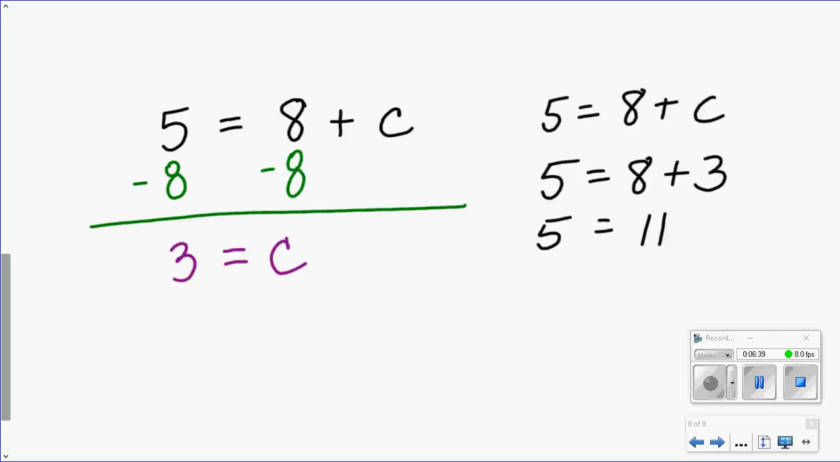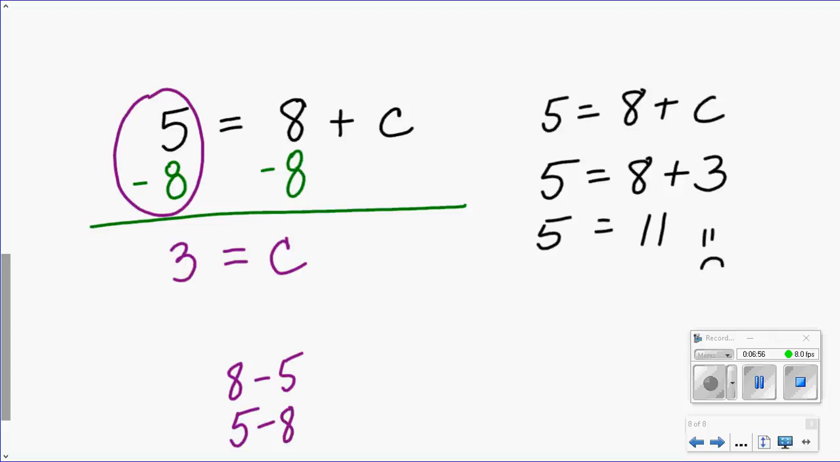What in the world went wrong? If 5 is equal to 11, I know that that's not true. Where is my mistake? 5 minus 8 over here, this is not equal to 3. Many kids think that 8 minus 5 is the same as 5 minus 8. But if you have $8 and spend 5, you still have 3 left.